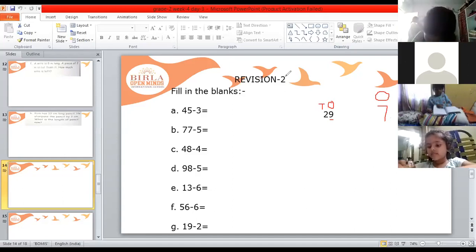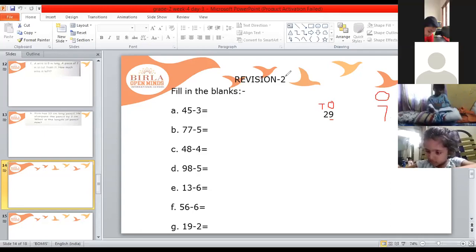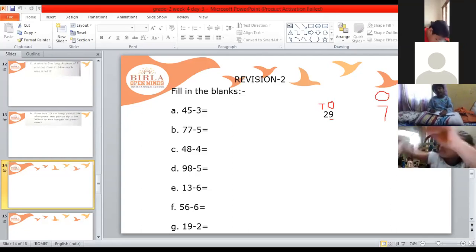So now, have you understood this ones and tens concept, which number is in the ones place and which number is in the tens place, Bhavashrit? Yes. Okay, fine. Is there anyone who has any doubt in this ones and tens concept? Anyone?